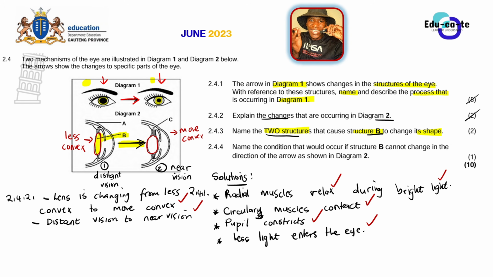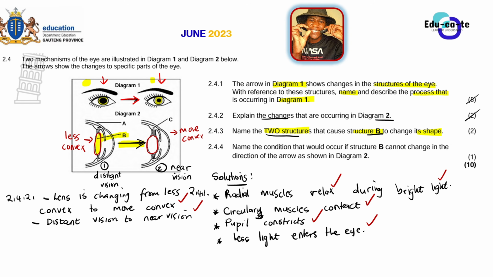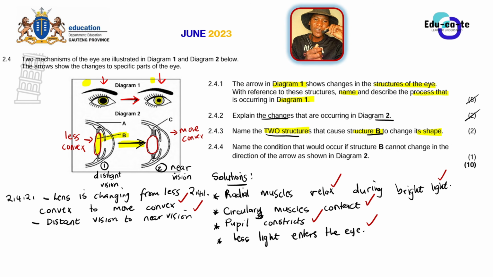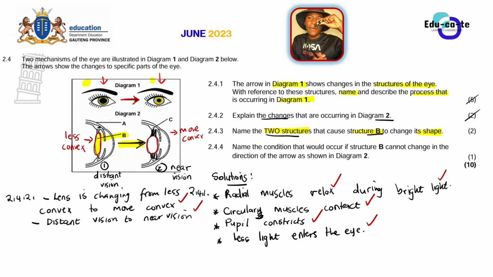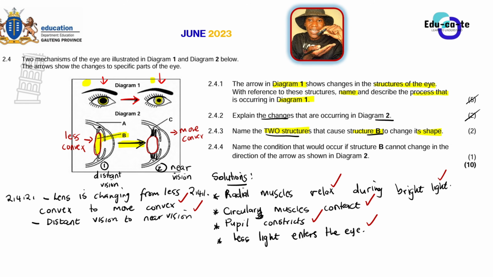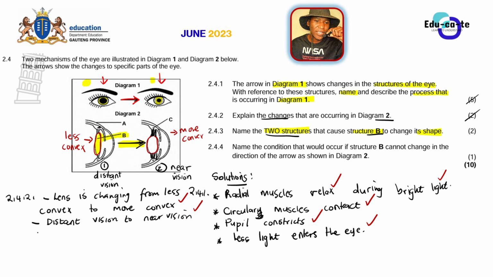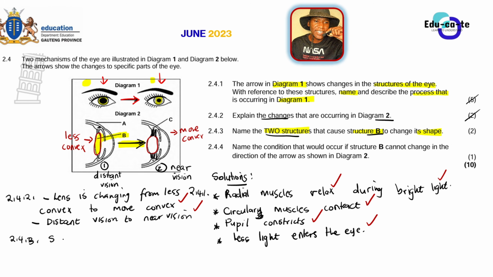So the structures that cause the lens to end up becoming less rounded are the suspensory ligaments, because those suspensory ligaments that look like ropes here are actually holding the lens in position. So as they are holding the lens in position, the moment they contract or stiffen up, they will cause the lens to change its shape. And when they slacken, they cause the lens to be more rounded. You get the sense. So the two structures that are involved here in the changing of the shape are the suspensory ligaments as well as the ciliary muscles.